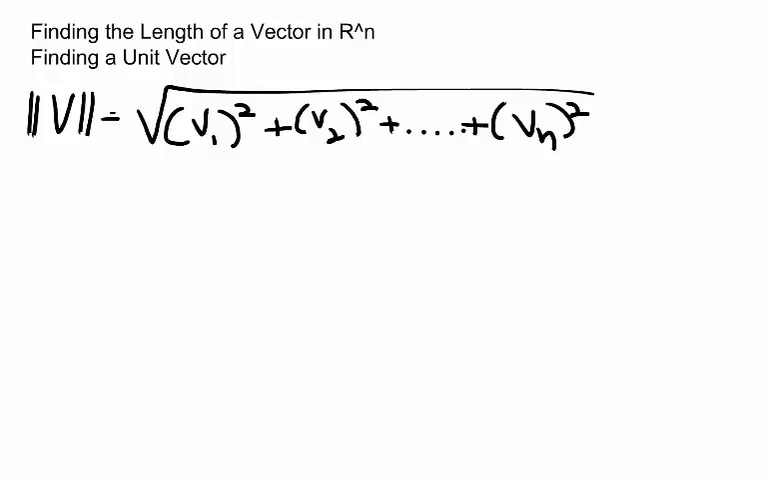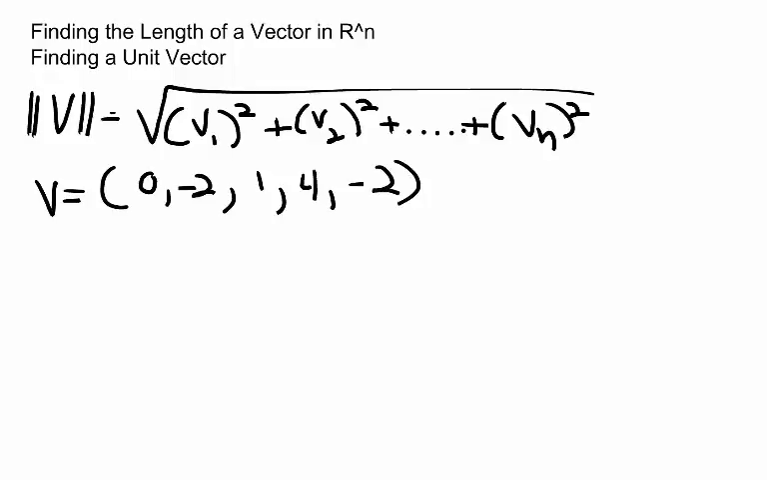Suppose we have a 5-dimensional vector. V equals 0, -2, 1, 4, and -2. If we want to find the length or magnitude of that vector, we simply use the formula.